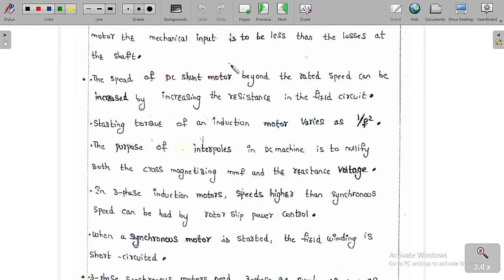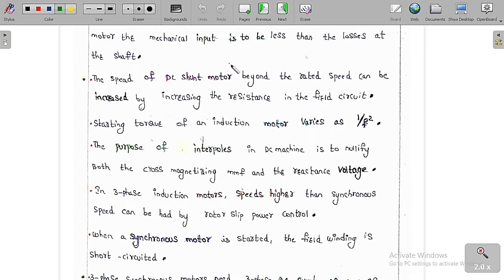So, a synchronous machine connected to a power system with busbar is operated as a generator. To make the machine operate as a motor, the mechanical input is to be less than the losses at the shaft. If the mechanical input is lesser than the losses at the shaft, it is going to act like a synchronous motor. Otherwise, if the mechanical input is greater than the losses at the shaft, it is going to act like a synchronous generator. So this is a very important point.